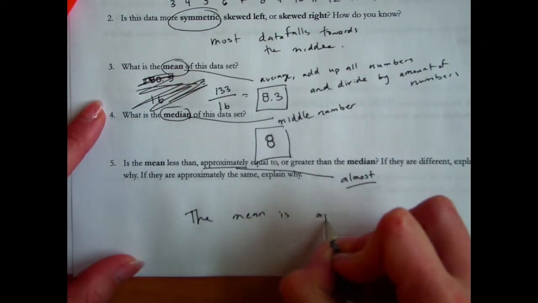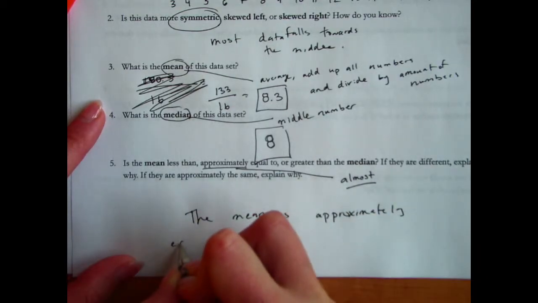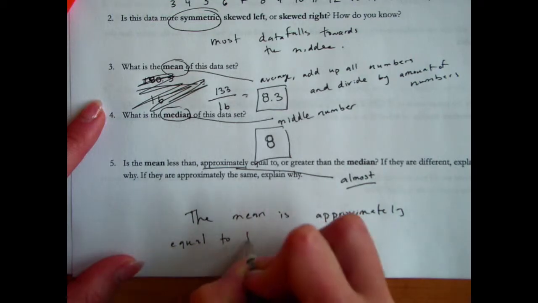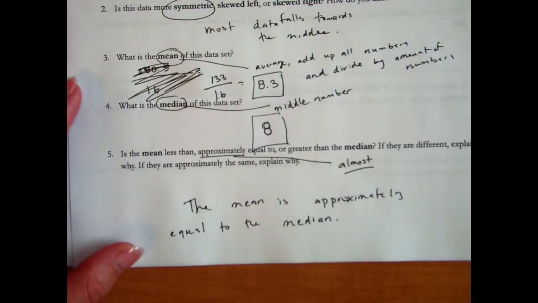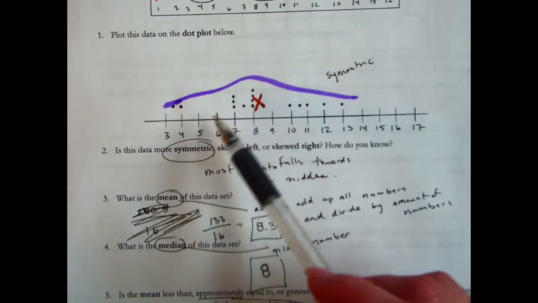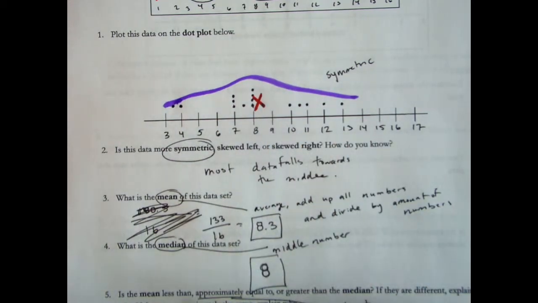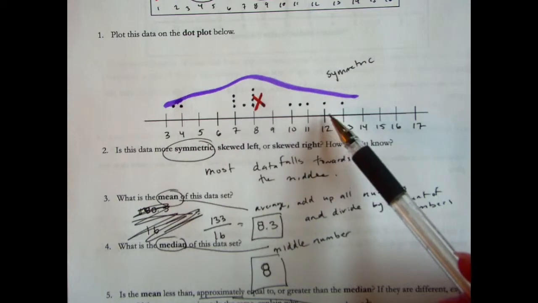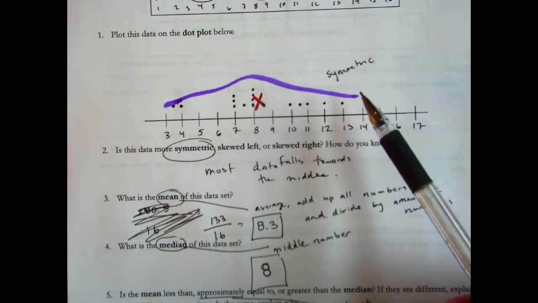Because the data distribution is symmetric, the mean is always going to be about equal to the median. So that's actually the definition of a symmetric distribution, when the mean and the median fall in about the same place. And as you'll see throughout class today, that is not true when a distribution is skewed. The mean and the median are not the same. Okay, so the mean is approximately equal to the median in a symmetric distribution.